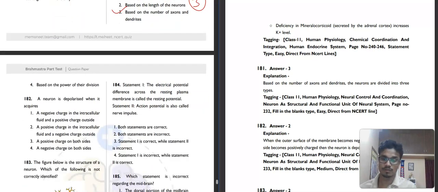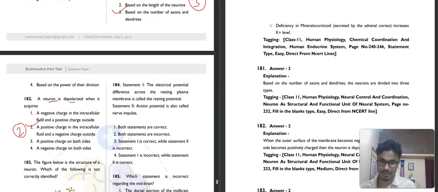Question number 182. It is saying a neuron is depolarized when it acquires a negative charge in the intracellular fluid and a positive charge outside, or a positive charge in the intracellular fluid and a negative charge outside. So that is why you can say that it is depolarized. The second option will be the correct answer.